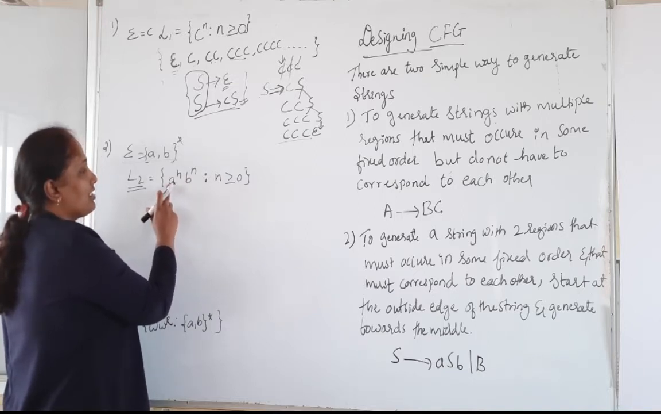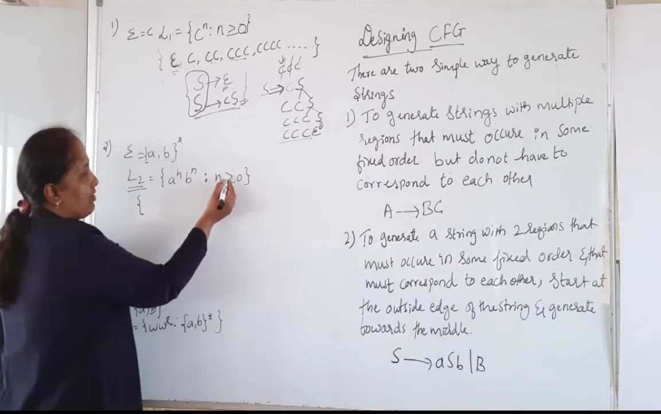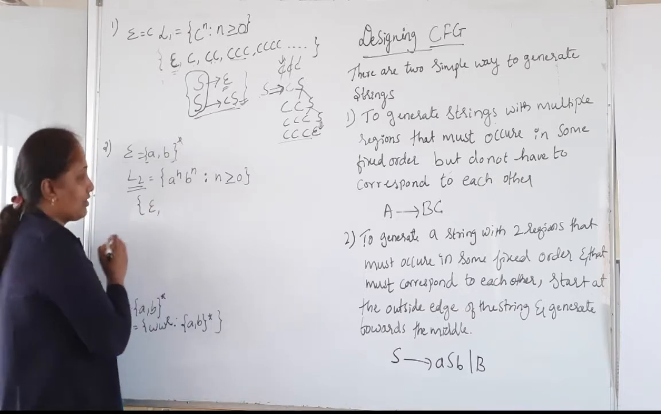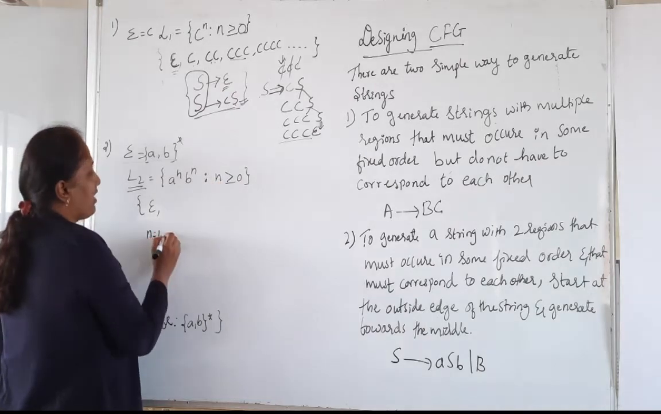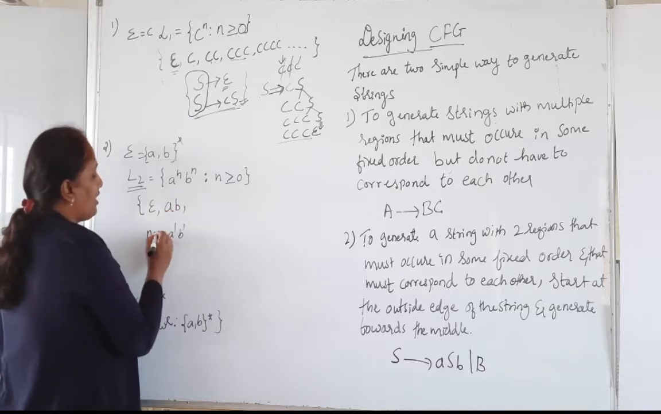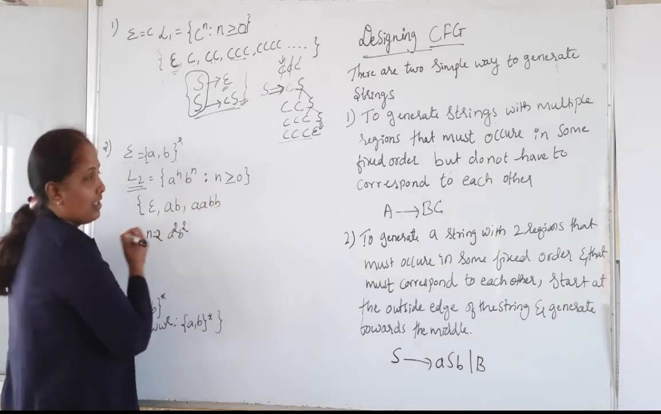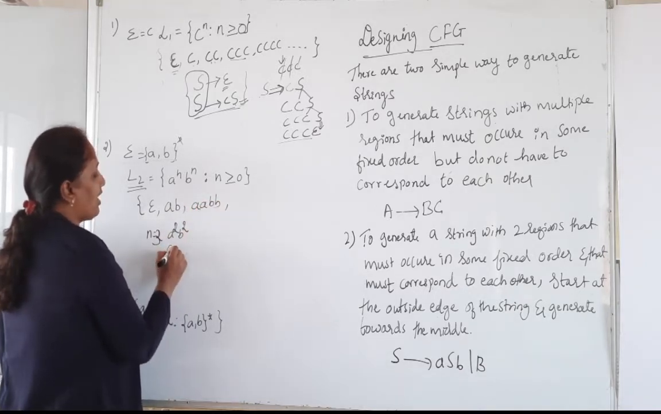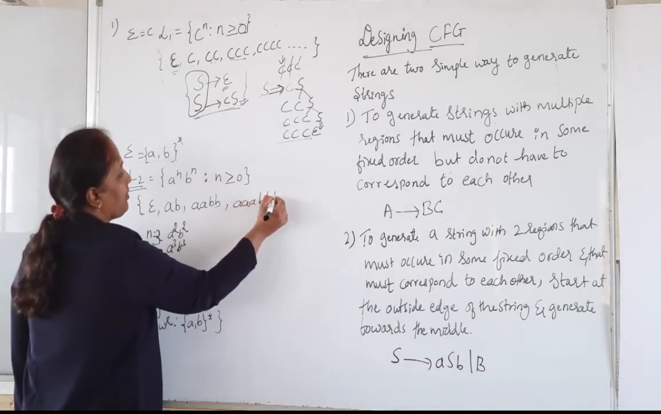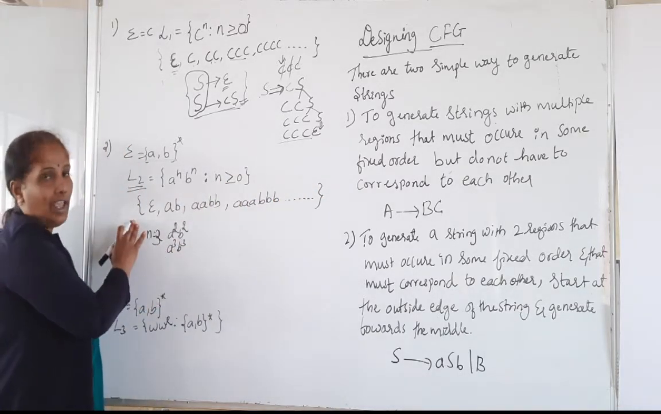Next, the other condition is A should be followed by B. So what are the valid strings I get? See, here n is greater than or equal to 0. So if I take n equal to 0, what do I get? I get epsilon here. Once I take n equal to 1, what do I get? A raised to 1, B raised to 1. So I will get AB. Next, when I take n equal to 2, A raised to 2, B raised to 2. What do I get? AABB. Next, when I take n equal to 3, what do I get? A raised to 3, B raised to 3. So A should occur 3 times and B should occur 3 times in the language. So if I change the n value, I will get different strings in the language.